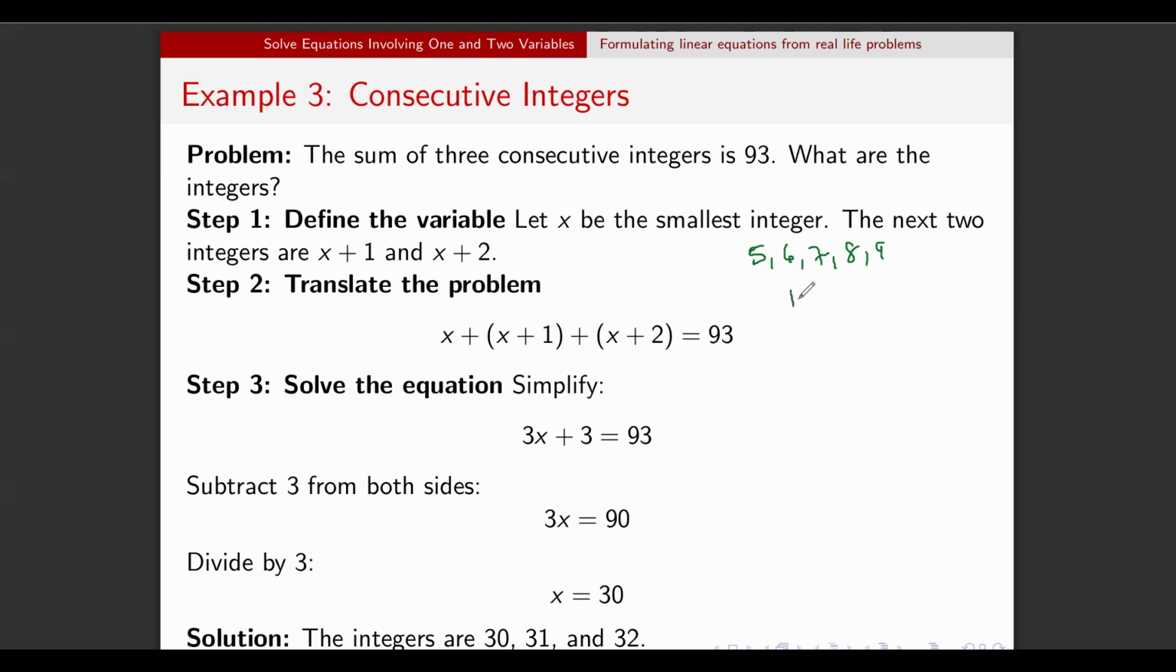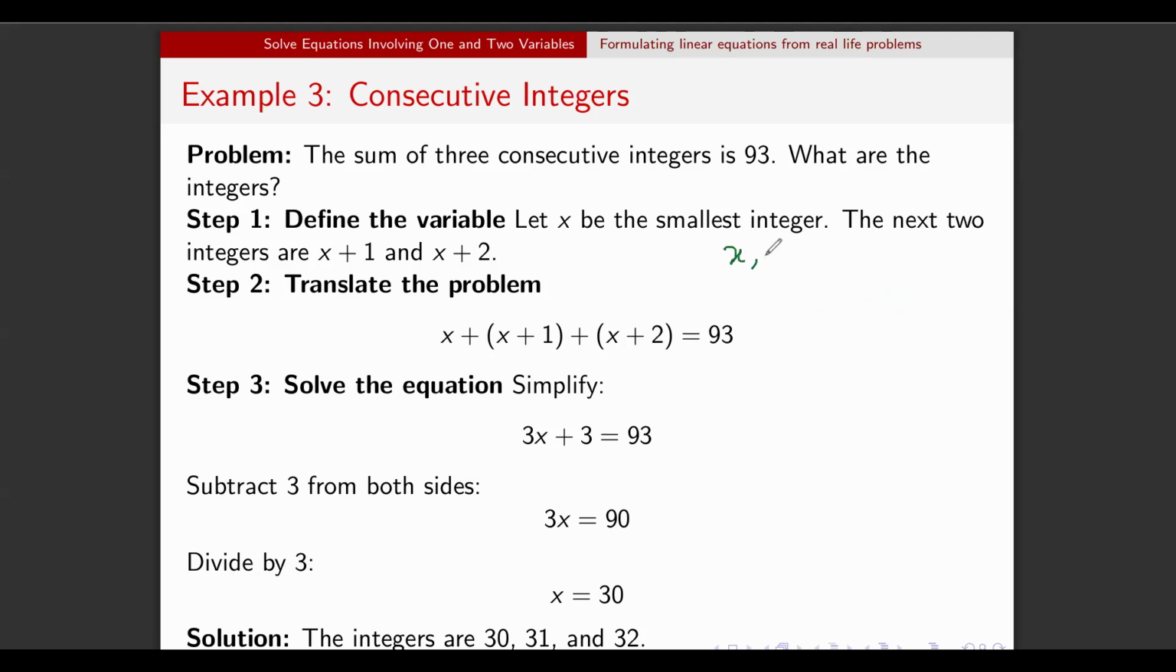If the first number is, let's say, 10, then the next consecutive number is 11. The next consecutive is 12. The next consecutive is 13. So these are consecutive integers. Now the question is saying that the sum of 3 consecutive integers is 93. To know the consecutive integers, you must know the first integer, but we don't know. So let's use x as our first integer.